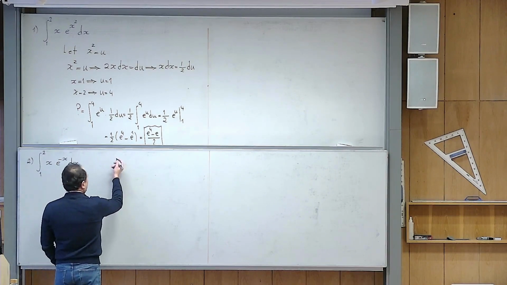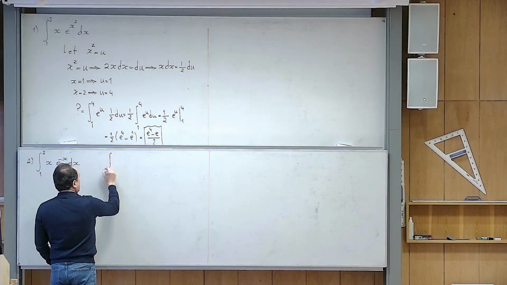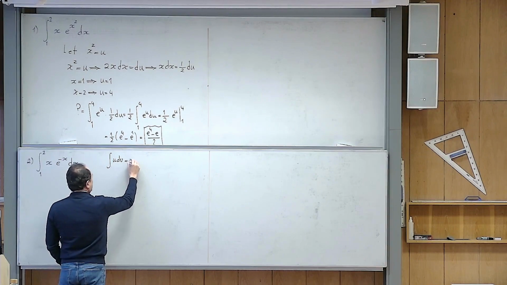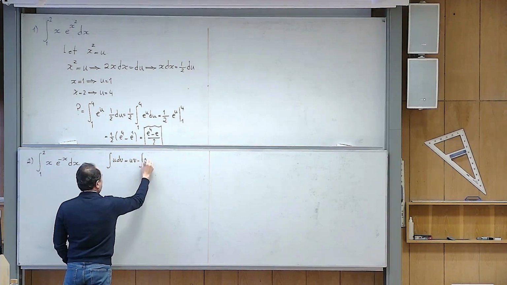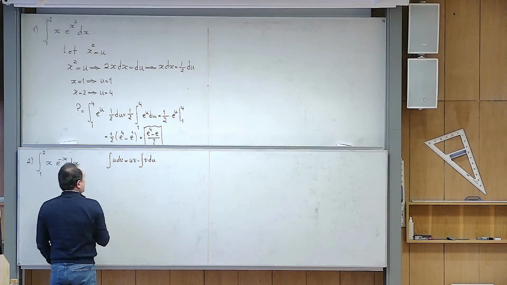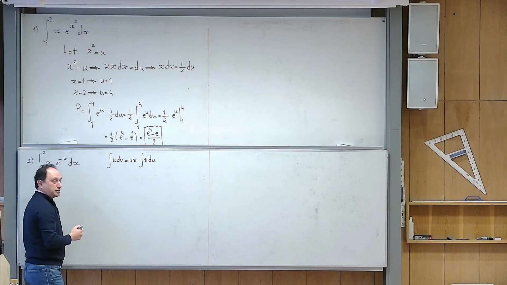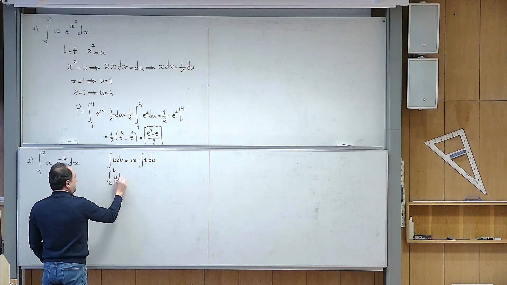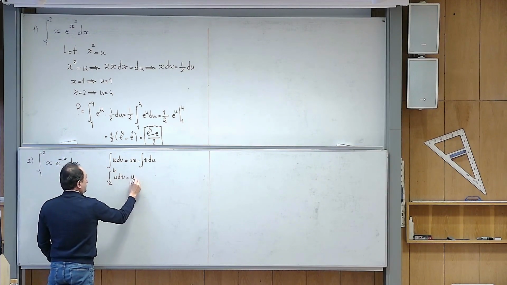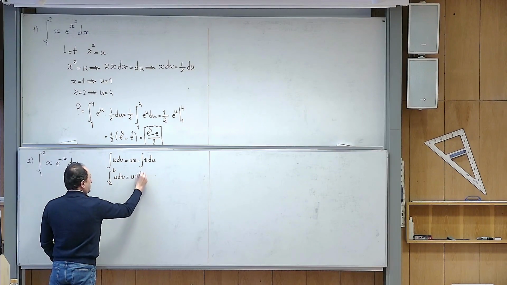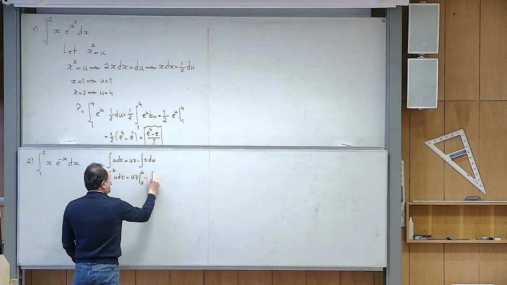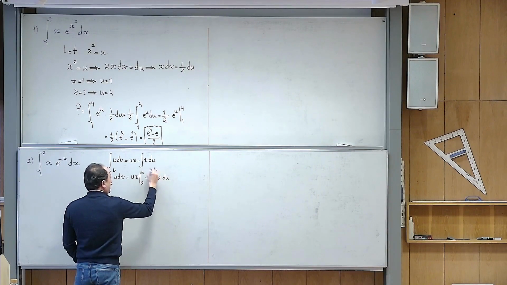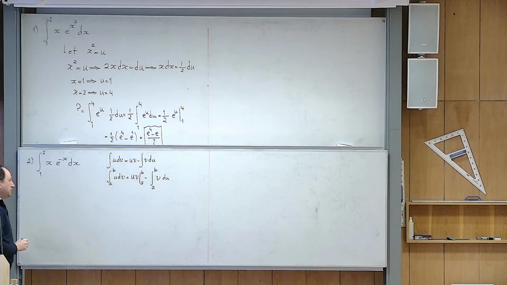So we know that for the indefinite version, we have the integral of u dv is equal to uv minus the integral of v du. And if I want to write the definite version of that, then I will have the integral from a to b of u dv is equal to u times v calculated from a to b, minus the integral of v du calculated again from a to b. Okay?